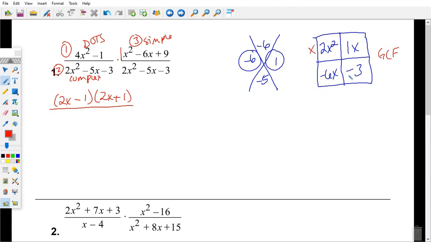What is the GCF of the second row? Negative 3. GCF of the third row? Column, that's not a row. 2x. GCF of the last column? 1. So these are my factors, right? So we have x minus 3, and we have 2x plus 1. These are going to be the same factors for the other denominator. Agreed? So x minus 3 and 2x plus 1. Oh, wait, because they're the same.